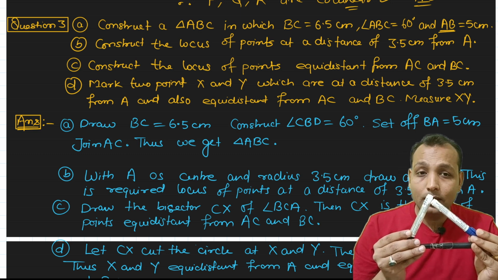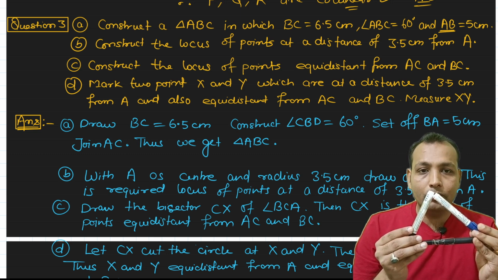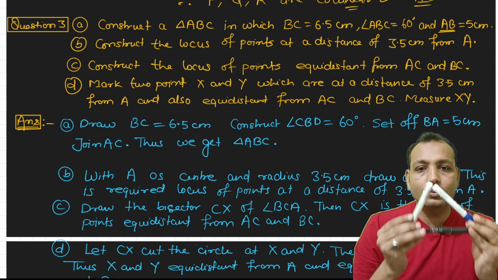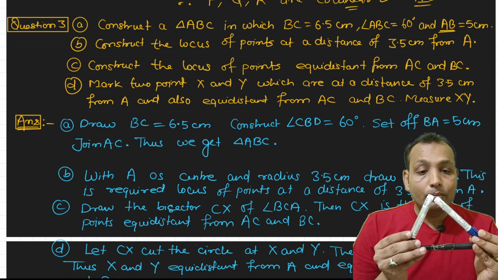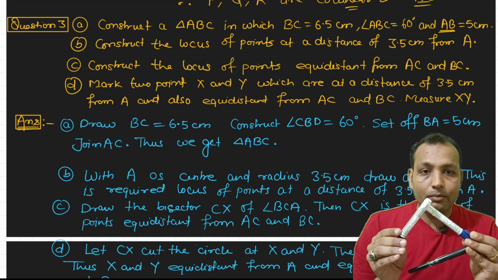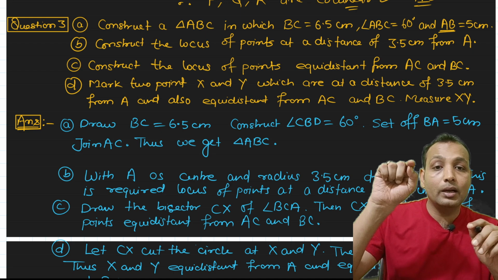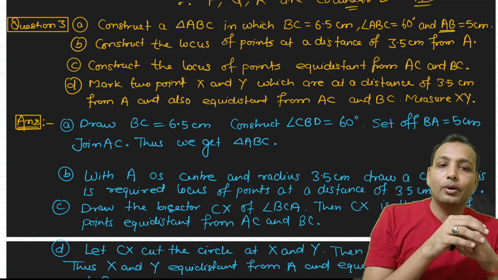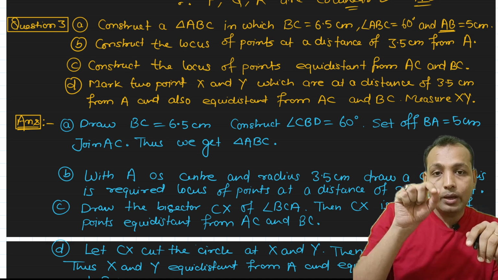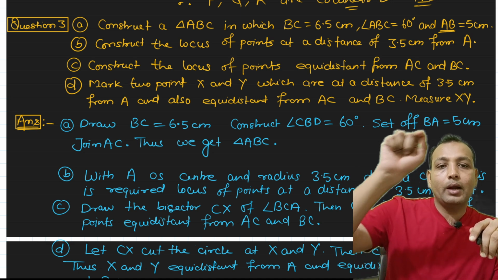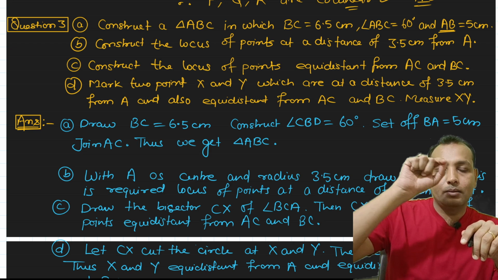So with the angle 60 degrees, meaning angle ABC equals 60 degrees. Now in this line, with A as the center and radius 3.5 centimeters, we have to draw a circle.